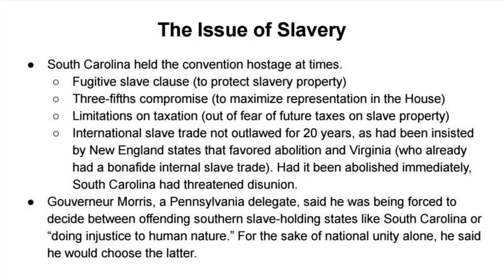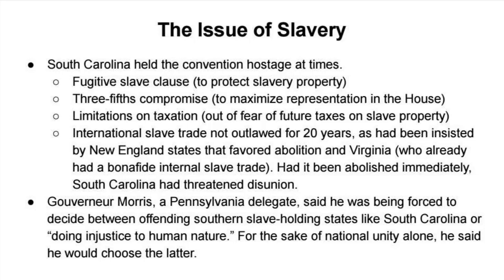South Carolina really is the linchpin that is holding the convention hostage. They demanded a fugitive slave clause to protect slave property. They wanted the 3/5 compromise to maximize representation in the House of Representatives, which is how we eventually see the bicameral legislature choosing one of each: one House proportional, one equal. They want limits on taxation because they don't want taxes on slave property to become an issue.